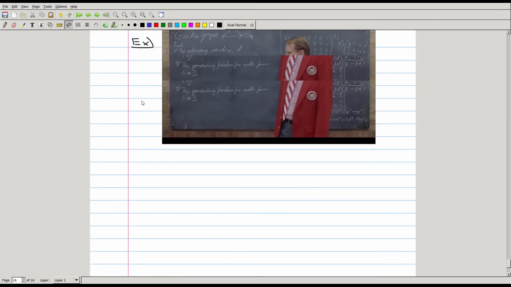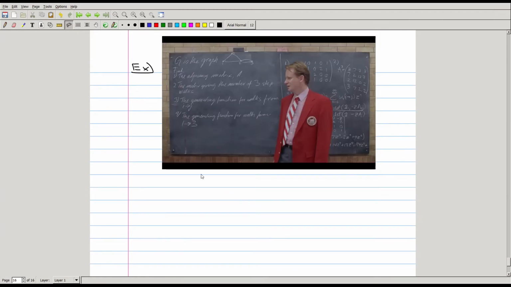So let's look at this graph. It's this graph right here. From vertex V1, V2, this is V2, this is V4, and this is V3.